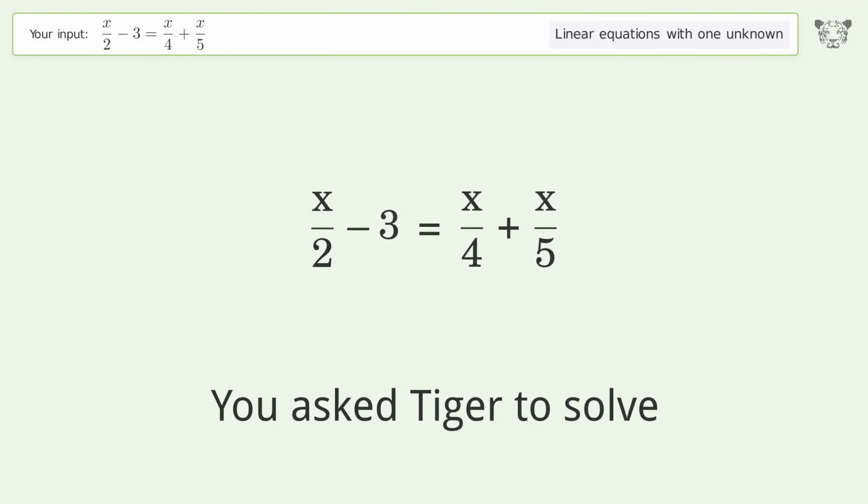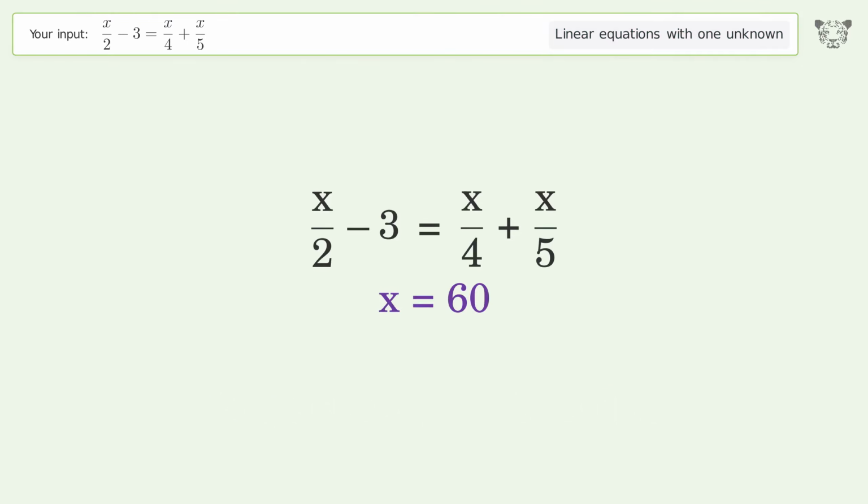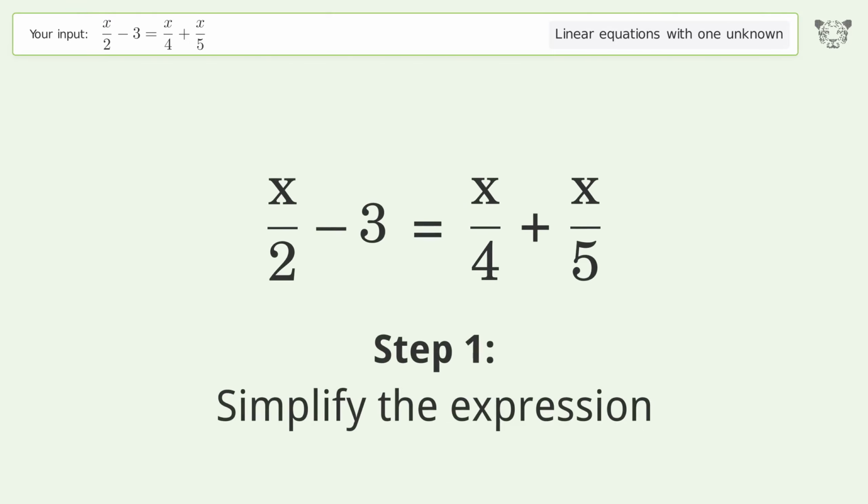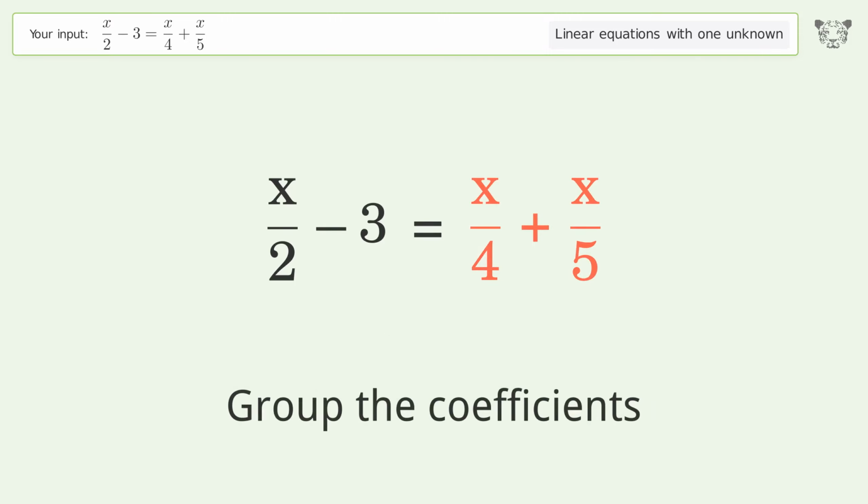You ask Tiger to solve. This deals with linear equations with one unknown. The final result is x equals 60. Let's solve it step by step. Simplify the expression. Group the coefficients.